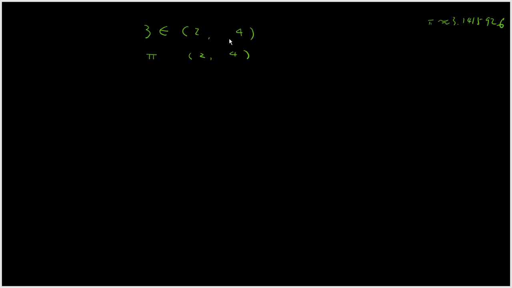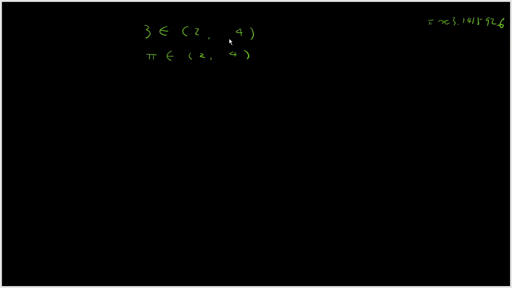Now try again. Is pi in between 2 and 4? Pi is in the interval, right? Pi is 3 point something. It's in between 2 and 4, of course. So pi is in the interval. Again, we use a notation like this to denote pi is in that interval, okay?